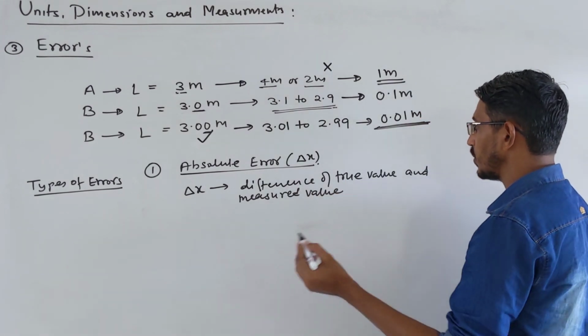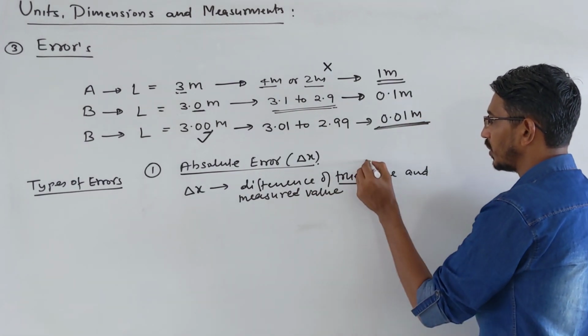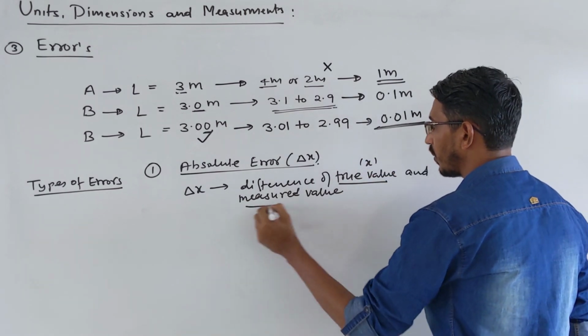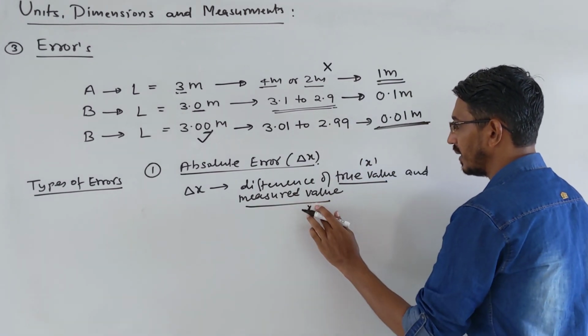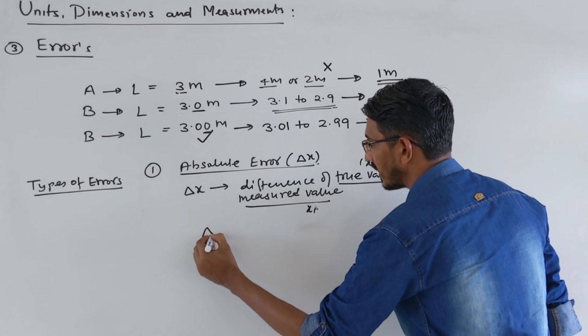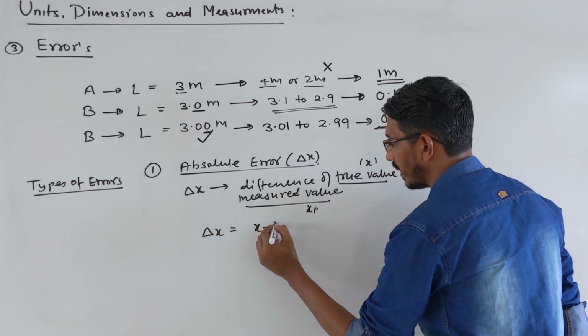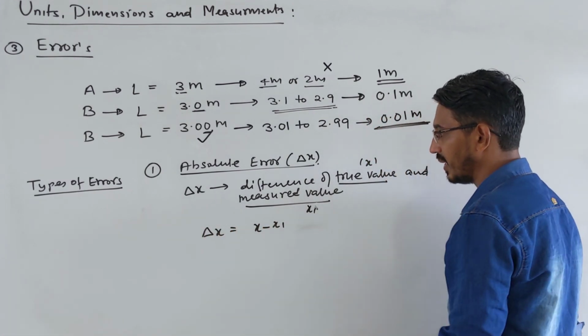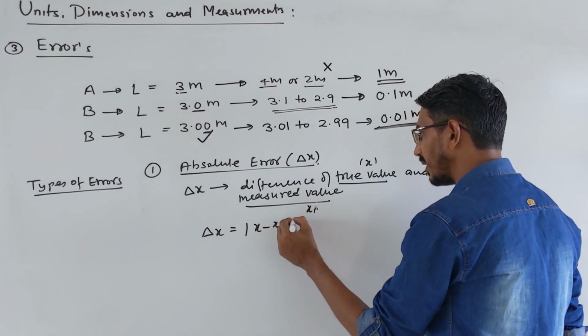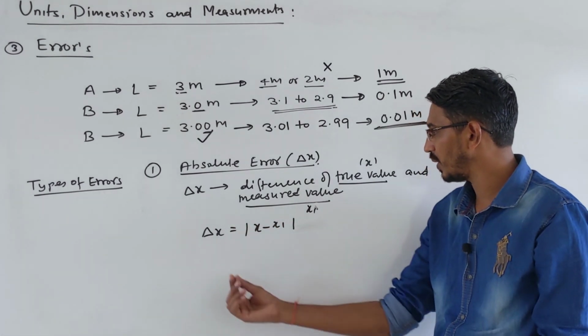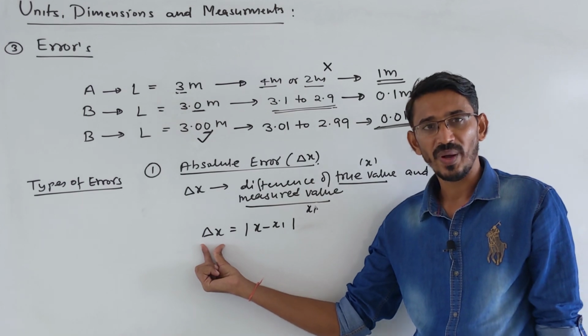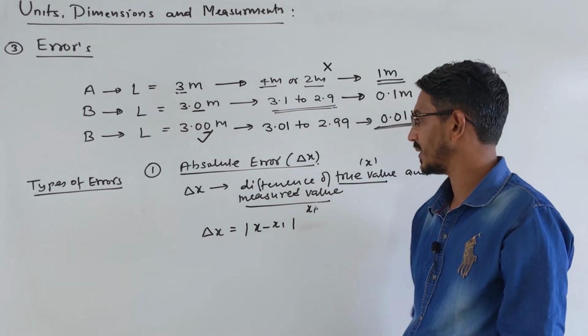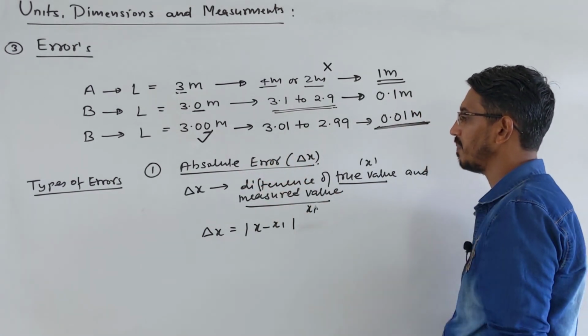So suppose for understanding, we call the true value x, and the measured value we can give some small x1. Then what is this del x? This del x is nothing but simply x minus x1, correct? And we write it in modulus because this value will always be positive. Why? I will tell you a little later. Okay, so this is absolute error, simply the difference of these.